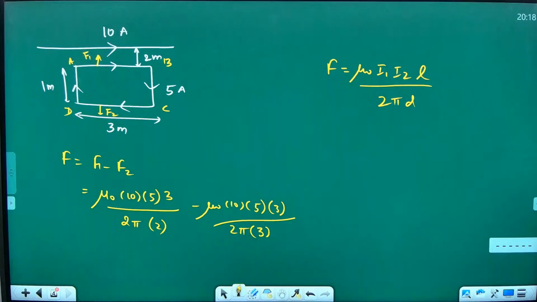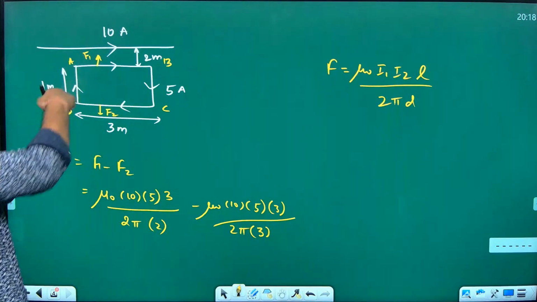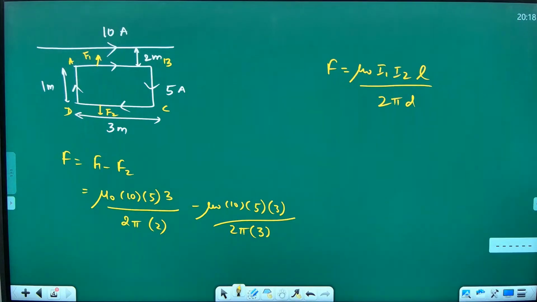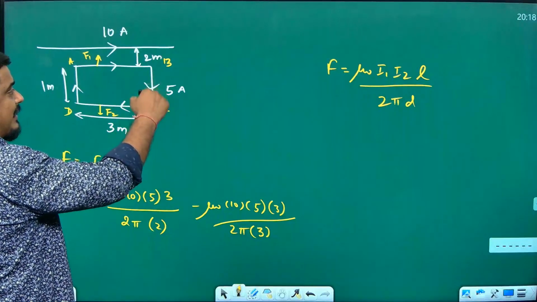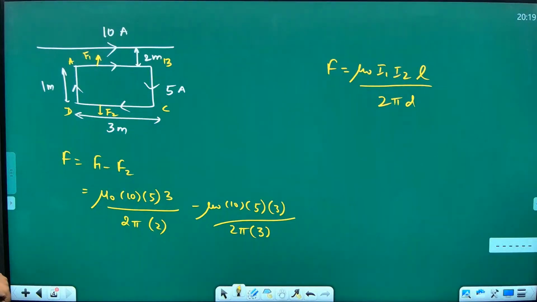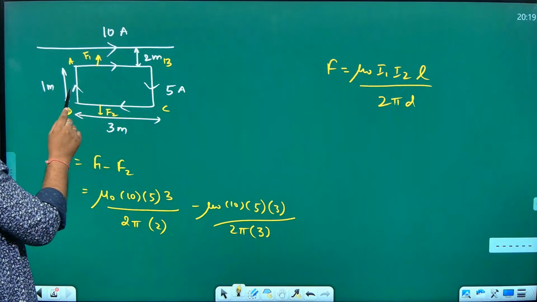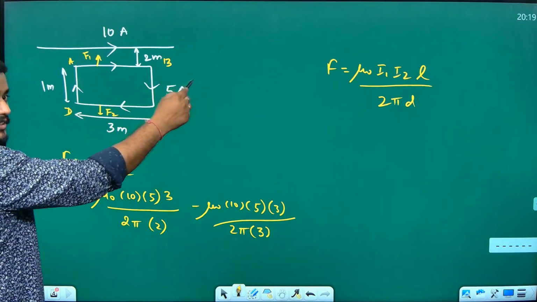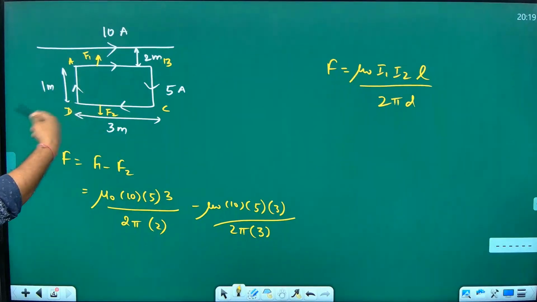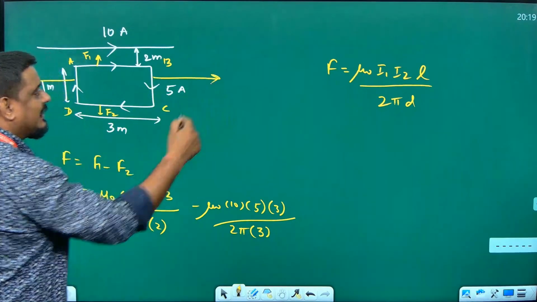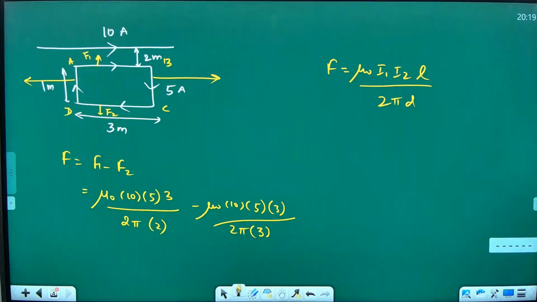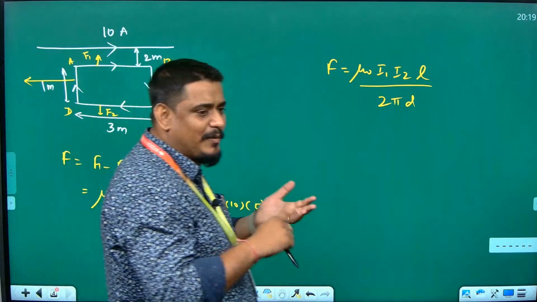Are you getting my point? You may ask me, what about this BC and DA? Nothing they will do. They will also have force. But how the force will be? Let us try to find the force. So the current is carrying in this direction. This will produce some force here, which will be acting in this direction. Some force in this direction. They will cancel out each other, isn't it? Whatever force acts here, same force is acting here. These two forces will cancel each other. There will be no force which will make it go towards right or towards left. I hope you are getting my point. Because they have same value, mu naught I1 I2 L by 2 pi D.